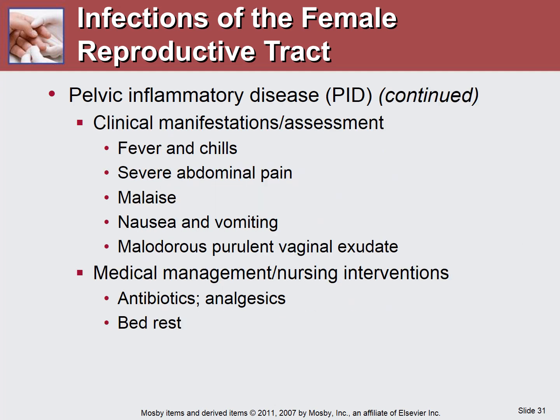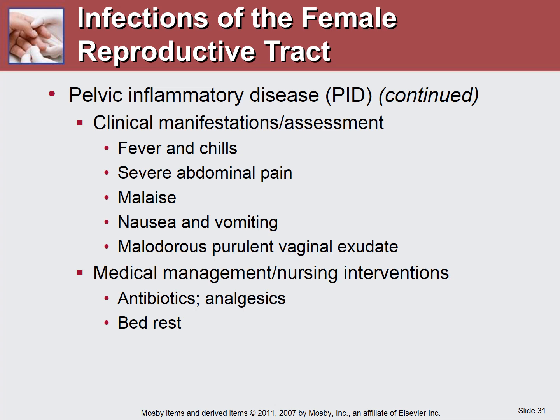Next slide. So what is the clinical manifestation? Fever and chills and severe abdominal pain, malaise, nausea and vomiting. They may have mild odors, purulent vaginal exudate. And so one of the reasons why we want to treat these sexually transmitted diseases is because of this complication, right? But not only does this complication become an issue, it also scars the tissue, the tube, which would cause infertility. Management includes antibiotics, analgesics, and bed rest to try to eradicate the causative agent.